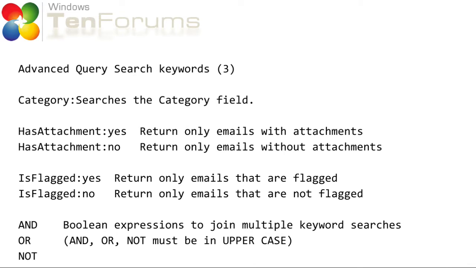There's a category keyword which searches the category field. There's an option to say has attachment yes or has attachment no, which will find emails with attachments or without. And also you can use is flagged to identify emails that are flagged or that are not flagged. Finally, and this is where we start doing more advanced searches, you can use the Boolean operators and, or, not to join different keyword searches together. And this is where you can start producing some quite powerful queries.